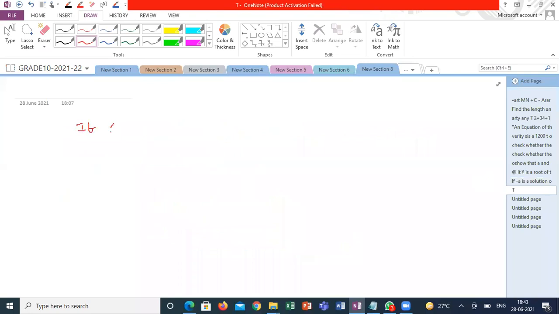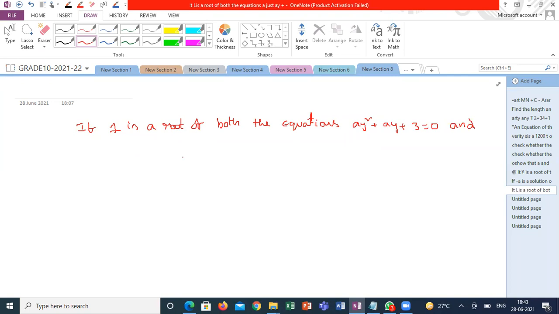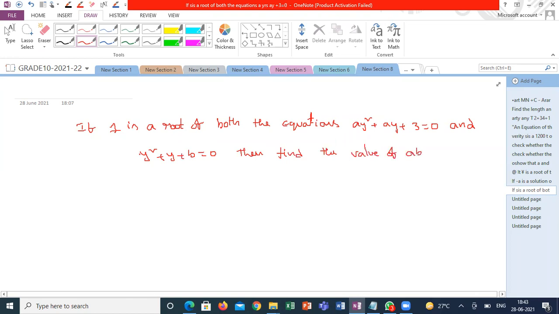If 1 is a root of both the equations, ay square plus ay plus 3 and y square plus y plus b is equal to 0, then find the value of AB, that is a into b.